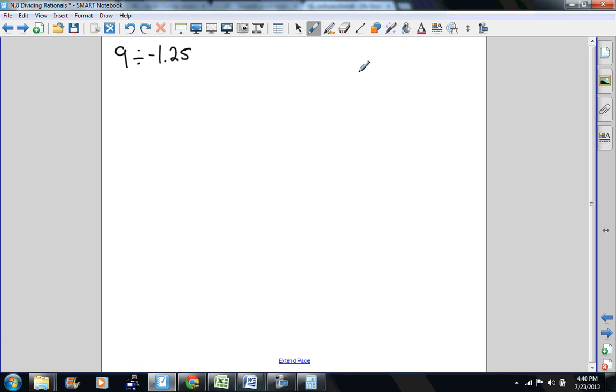9 divided by negative 1.25, so that means the 9 is going to be in the bottom. And this is 1.25. Now we have to get rid of the decimal here. The problem is there is no decimal here, so I'm going to add one in and then add a couple zeros because we're going to move it twice. Okay, so then this becomes 125, and this becomes 900.